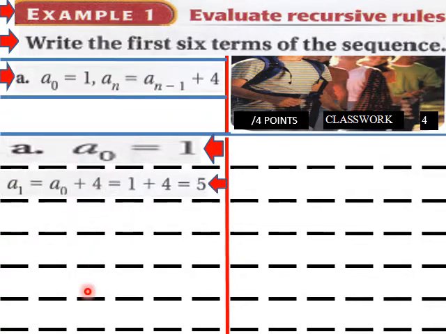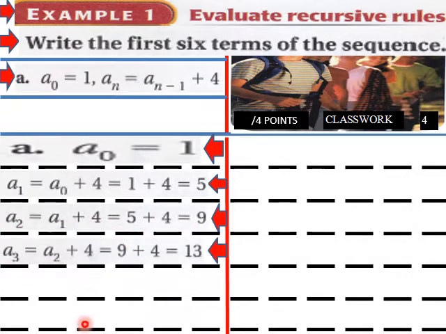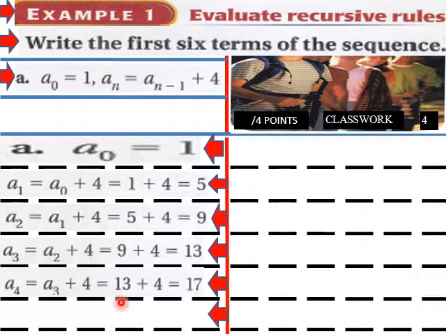a sub 0 equals 1 is what we begin with, and then a sub 1 equals a sub 0 plus 4. We plug that in here. a sub 0 plus 4 equals 1 plus 4 equals 5. Then a sub 2 equals a sub 1 plus 4, 5 plus 4 equals 9. And then 9 plus 4 equals 13. And then 13 plus 4 equals 17. And then 17 plus 4 equals 21.